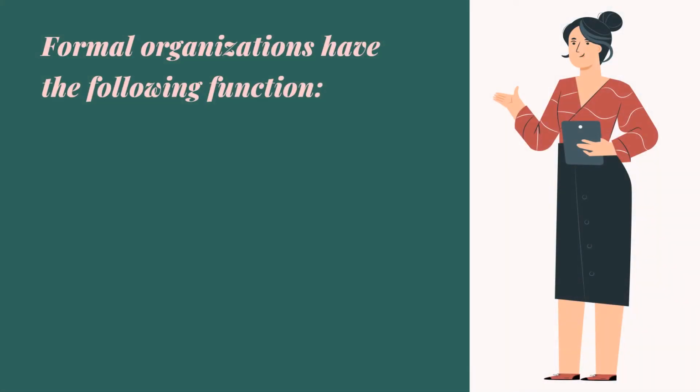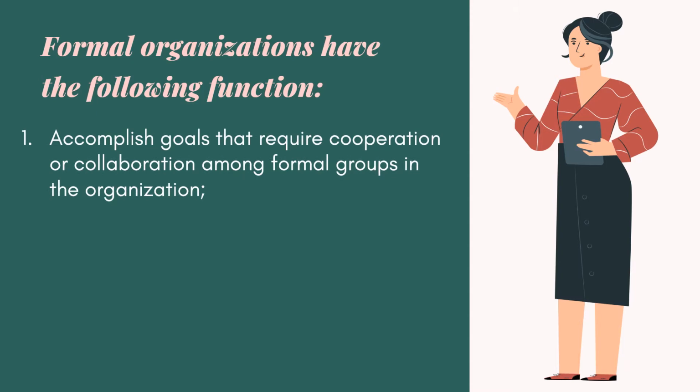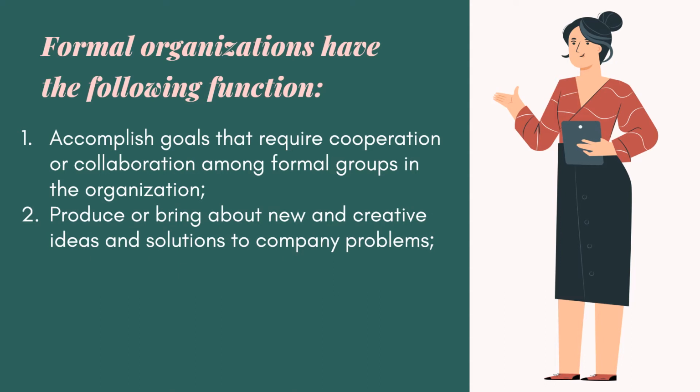So right now we're going to understand the functions under formal organization. So first, it accomplishes goals that require cooperation or collaboration among formal groups in the organization. As I told you earlier, a formal organization is formed to help the firm accomplish its goals. So through cooperation and collaboration, this group of people support each other in order to achieve their common goal. So, number two is to produce or bring about new and creative ideas and solutions to company problems.